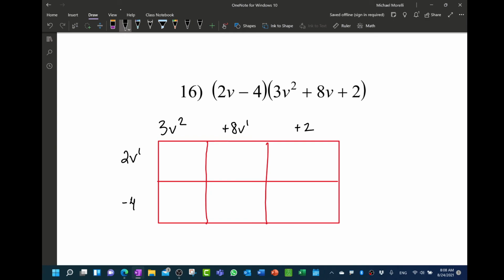Now, how about 3v squared times negative 4? 3 times negative 4 is negative 12. And then we just tag on the v squared. Now, 8 times 2 is 16. And then v to the first times v to the first is v to the second, because it's v to the 1 plus 1. Now, 8v to the first times negative 4. Well, negative 4 times 8 is negative 32. Then we just tack on the v, okay? You don't have to write v to the first. Now, 2 times 2v to the first. 2 times 2 is 4. Tack on the v. And then 2 times negative 4 is negative 8.